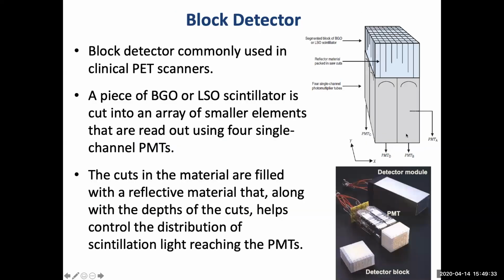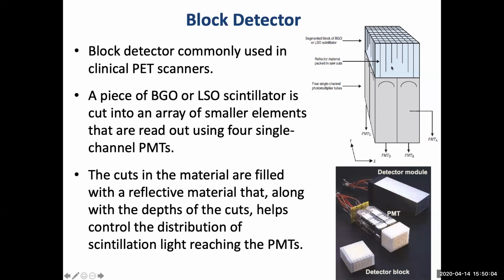This is the block detector used in PET. The block detector commonly used in clinical PET scanners looks like this. A piece of crystal, which could be LSO or BGO, is cut into an array. You can see the cuts inside the crystal, forming smaller elements. These cuts enhance the localization within the crystal. They just define where the event is happening. This enhances the resolution and the localization in PET.